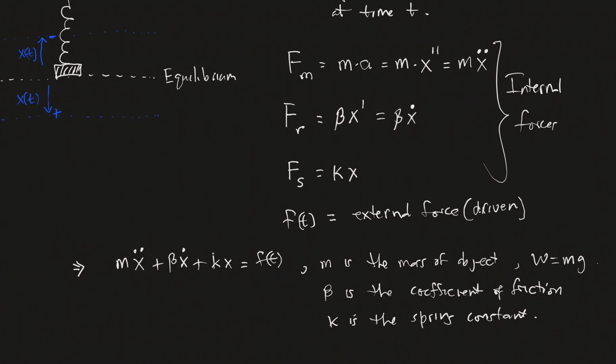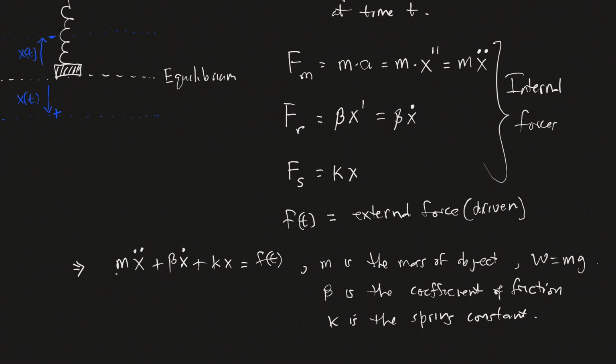And typically your model is going to have at least the m x double prime term and the kx term, because you're going to have a mass and you're going to have a spring. You don't necessarily have to have a resistive force. Your coefficient of friction could be 0, and you don't have to have an external force. That could be 0. And if your external force is 0, then you have a homogeneous equation. If your external force is not 0, then you have a nonhomogeneous equation. But we can handle all those cases, right?